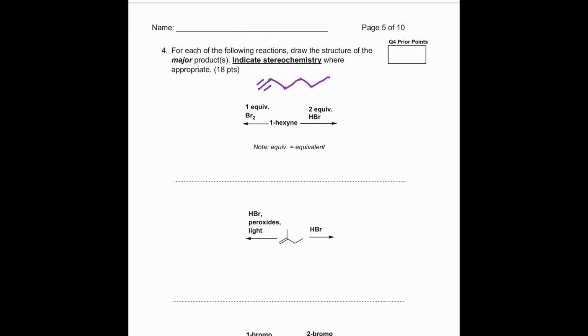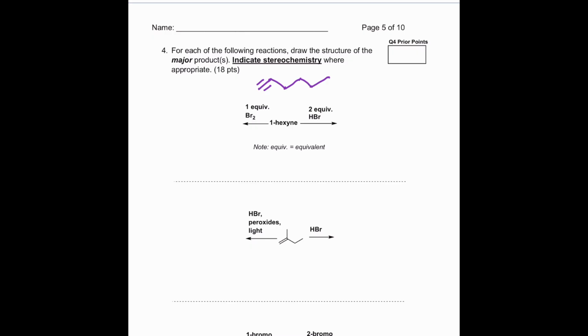So when I originally started recording this problem, I tried to just draw it out straight, or just give you guys the answers technically, but I think it's a little bit helpful. I like drawing out the process at least. So we know we have 2 equivalents of HBr. I'm going to start on the right. There's no peroxide or light or anything like that, so we can just go by what we know.